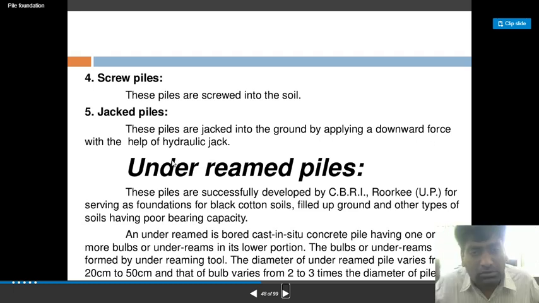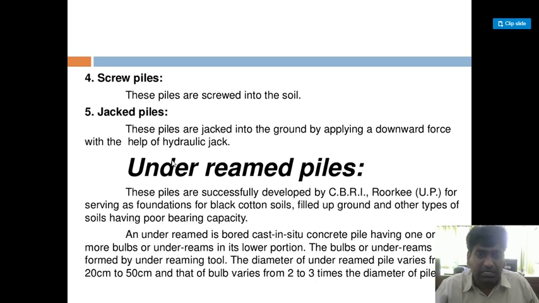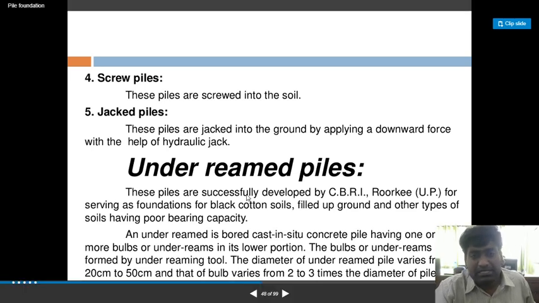Now I am talking about one of the most famous piles, that is under-reamed piles. These piles were successfully developed by CBRI Roorkee, Uttar Pradesh, currently in Uttarakhand, for serving as the foundation in black cotton soil, filled up ground and other types of soil having a poor bearing capacity.